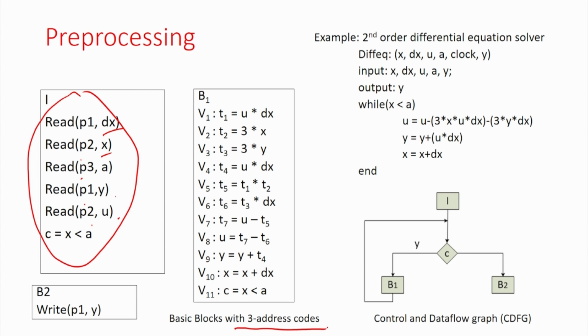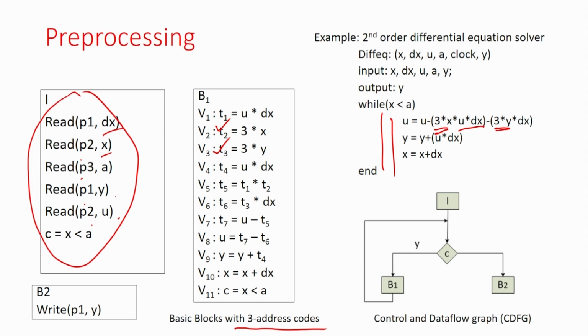The same example is here. I break the whole while loop operations into three address code. So what I did: I do u into dx and store it in T1, I take 3 into x and store it in T2, and then I do this 3 into y and store it into T3.